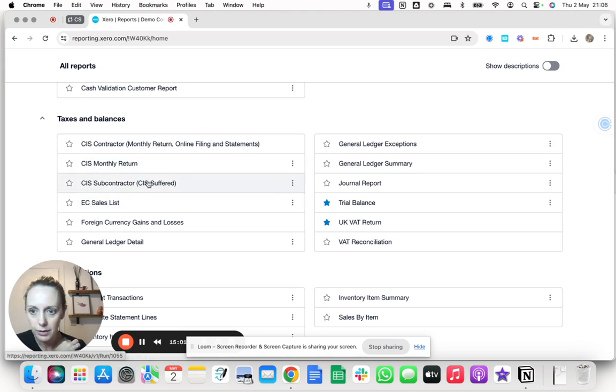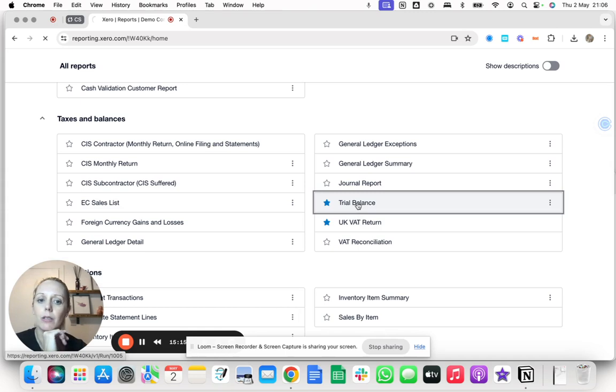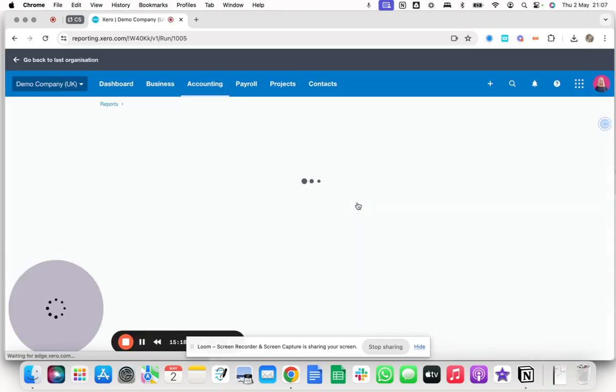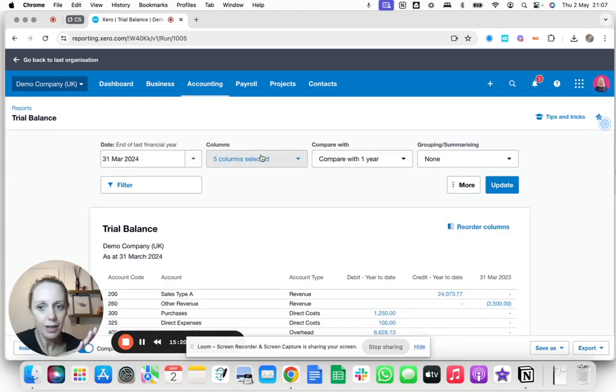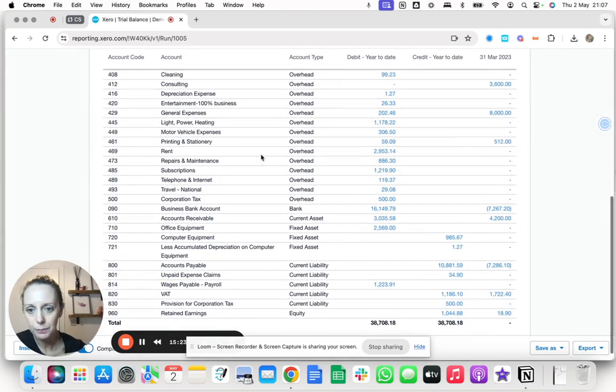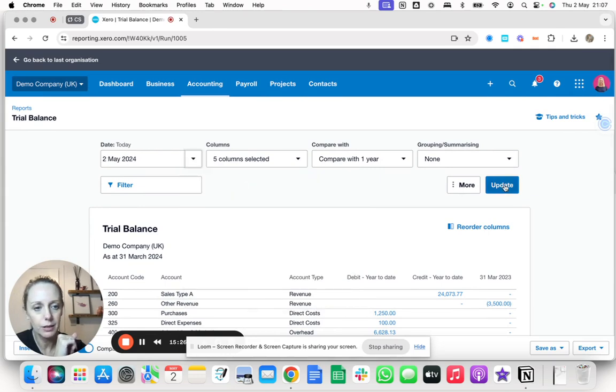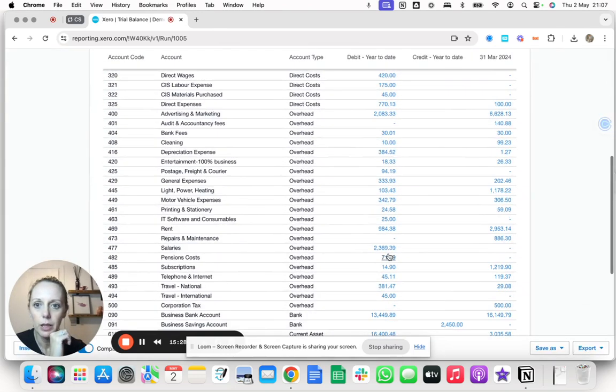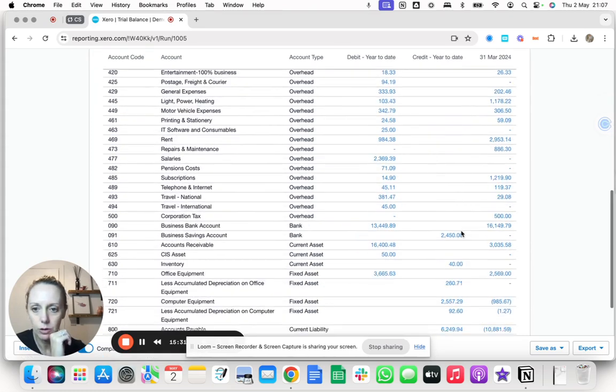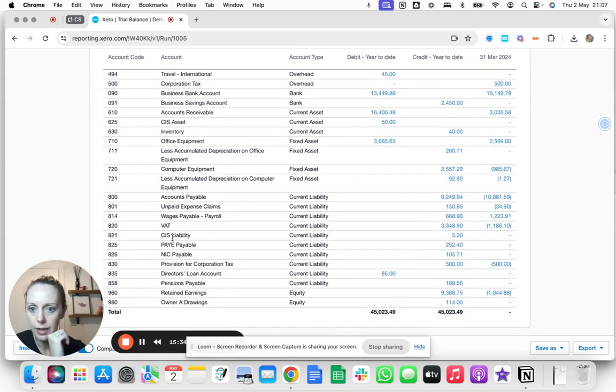You've got your CIS ones there you can look at. You've got other general reports. The VAT reconciliation doesn't work, so don't worry about using that. Now, as an accountant, I use the trial balance quite a lot. It's a really good way to see some balances. So this could be a report that you use to see what your CIS balance is at the end of every year. I'll just make sure you change it to today's date. So in here, you'll be able to see your CIS liability. You'll be able to see what your corp tax was last year, and you can come on and make sure you pay it.